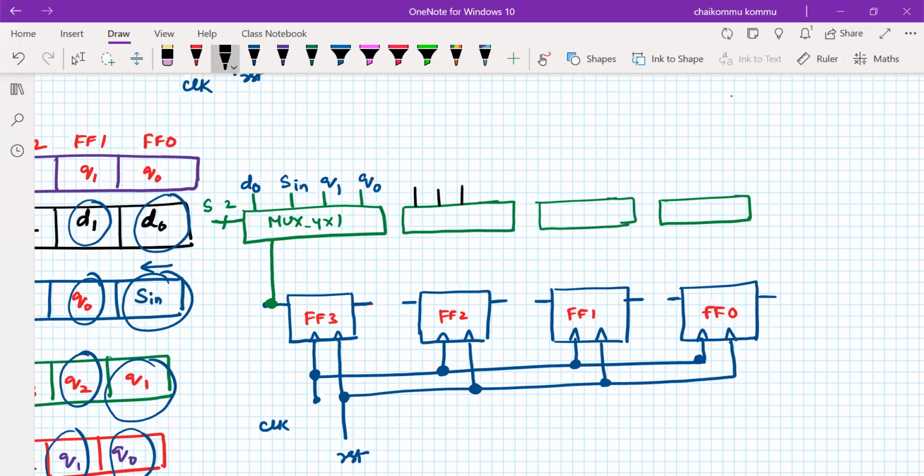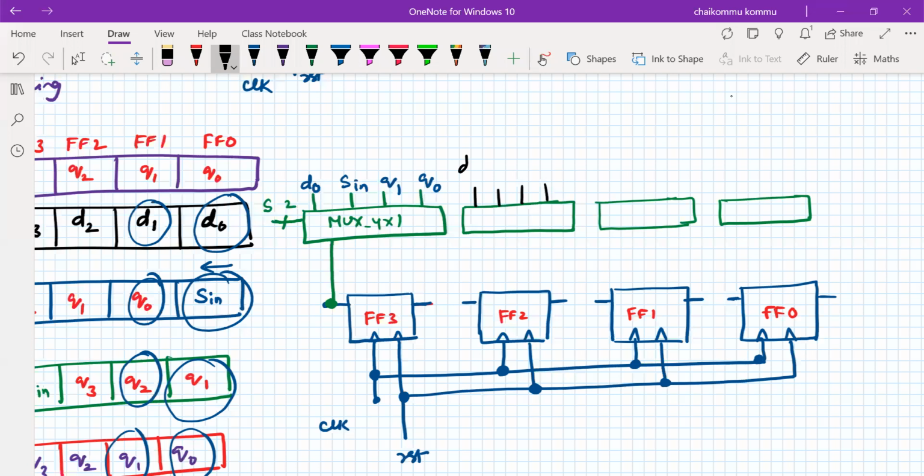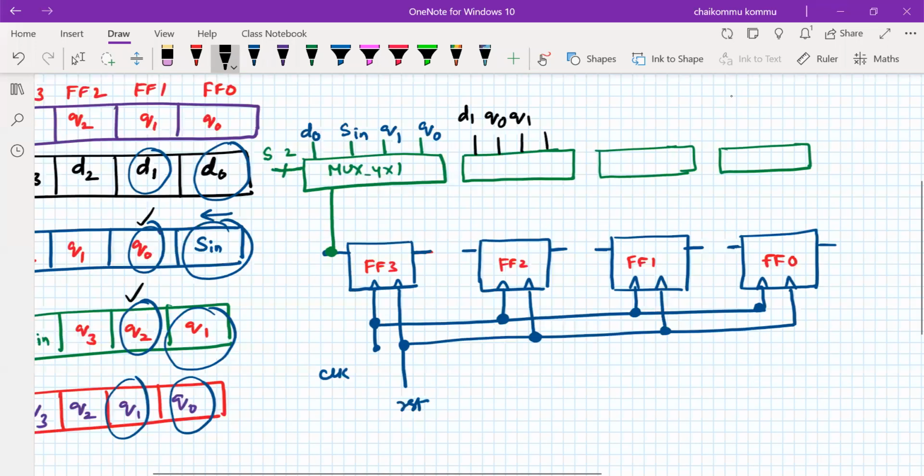1, 2, 3, 4. So first one is D1 has to be the input for this one. Here you have Q0. Here is Q1. Here is Q2. So Q2 and here is Q1, right? So this will be connected as an output to this one. And the same selection line will be assigned to this multiplexer also.